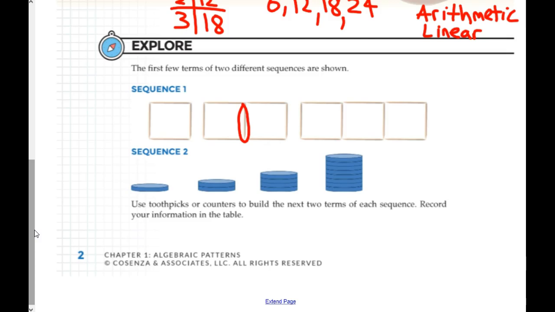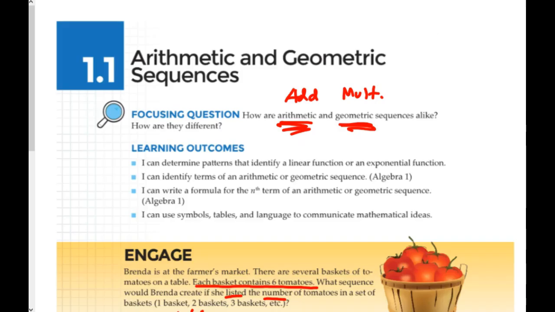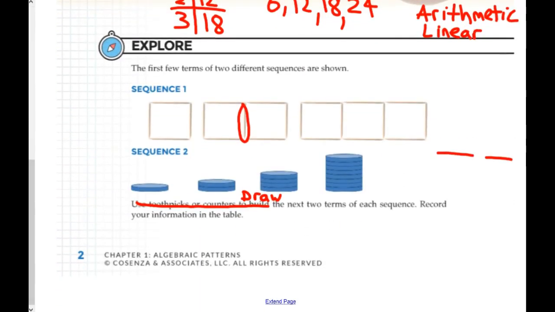All right, so again, we're going to draw these instead of using toothpicks. You're going to use toothpicks to build the next two terms, so I want you to draw the next two terms. So you might have to draw kind of small, maybe off to the side. So what would the next two figures look like? Okay. And then also do the same thing for sequence 2. You can see the coins. These are actually called, what are they called? Counters, okay? So you're going to do the same thing for these counters over here. So I want you to draw the next two terms, okay? So I'm going to give you a minute or two.